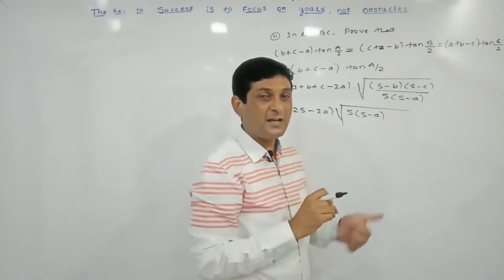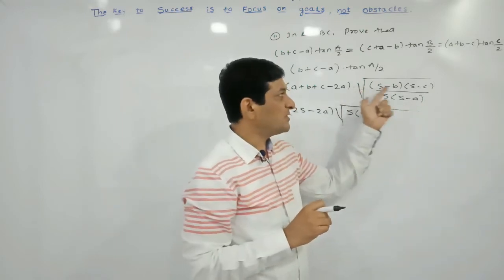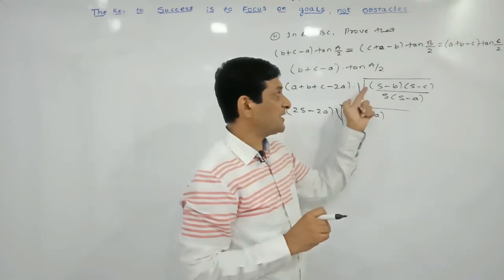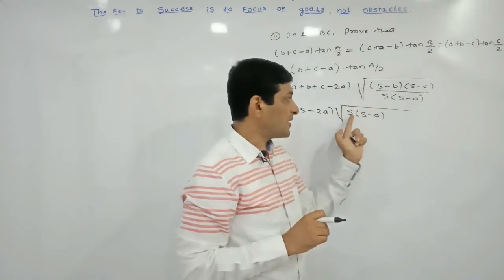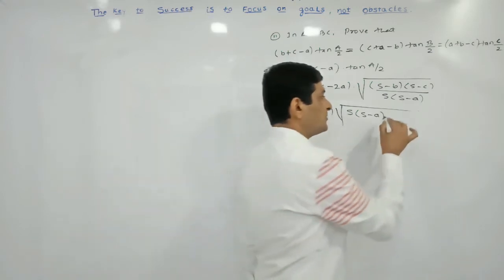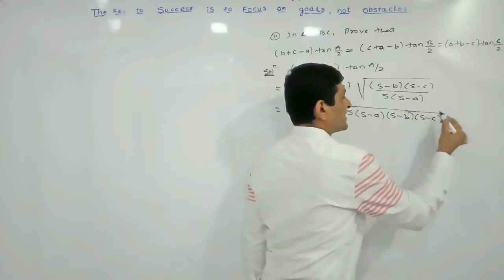What is that formula? S into S minus A into S minus B into S minus C. Which term is present here? S minus B, S minus C is present. Which term is absent? S into S minus A. That's why I am multiplying the numerator by S into S minus A. That's why we are multiplying the denominator also by S into S minus A.